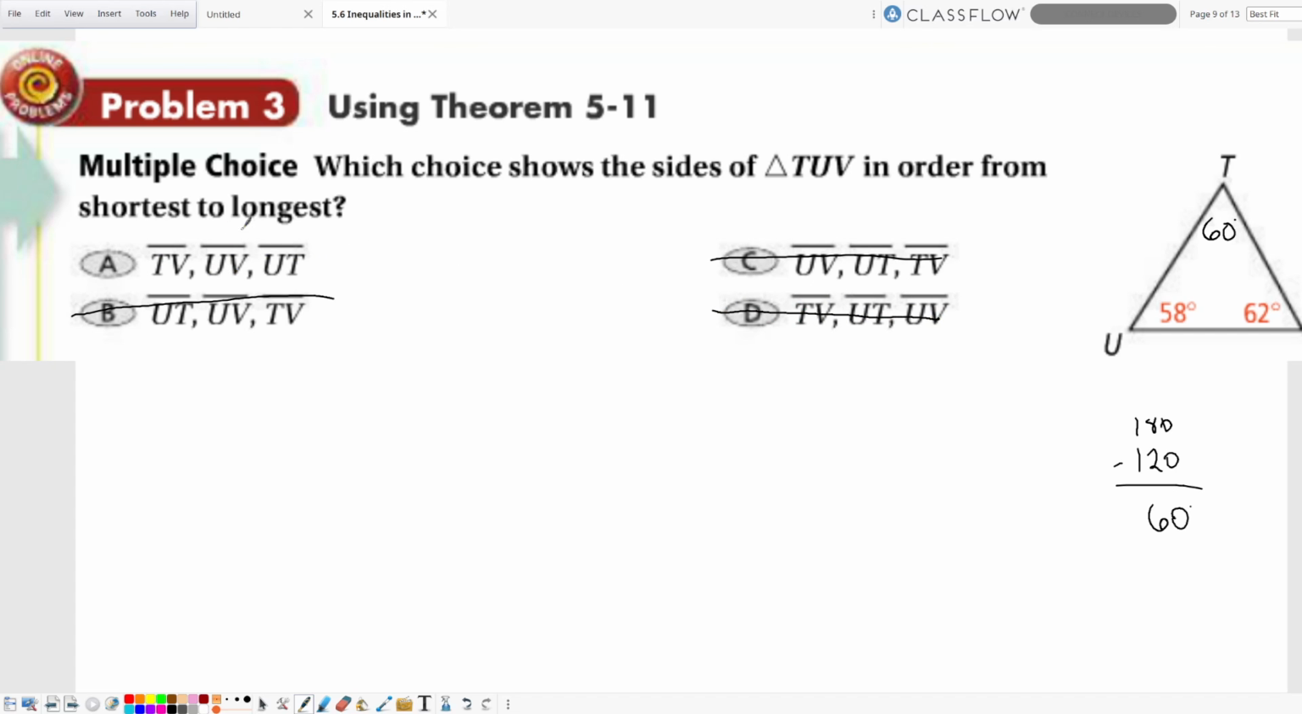Well, this goes TV, UV, and then just to double check, we have 62 degrees. Opposite of 62 degrees is UT, which matches there, so A would be the correct order from shortest to the longest for this triangle.